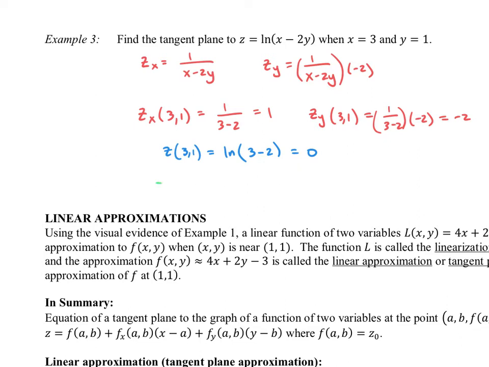Okay, so our answer would be z minus 0, of course, equal to the derivative with respect to x, which is 1 times x minus 3, and then the derivative with respect to y is negative 2 times y minus 1, and there's your tangent plane. So that's our first concept in this section: can we calculate a tangent plane to a surface in the Cartesian form? We'll talk about the parametric form at the end of the section.